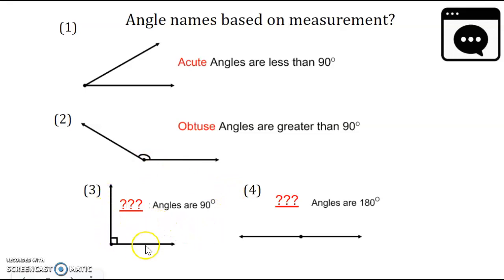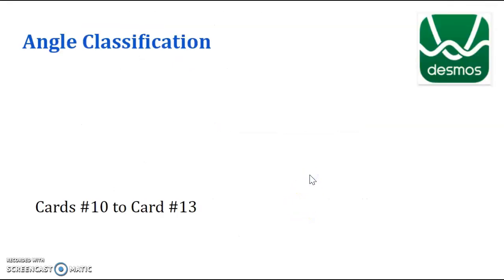What about an angle that is exactly 90 degrees? What do we call that? It is the right angle. And what do we call this angle that is formed by a straight line? That is an angle that is 180 degrees, because this is 90 degrees, so on the other side is also 90 degrees. It's going to be 180 degrees. We call that a straight angle because it is from a straight line. It's not a very common term that you use, but you're going to come across that a lot. So you're going to work on cards number 10 to 13 of Desmos, please.